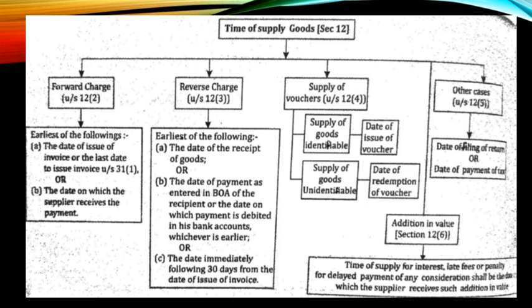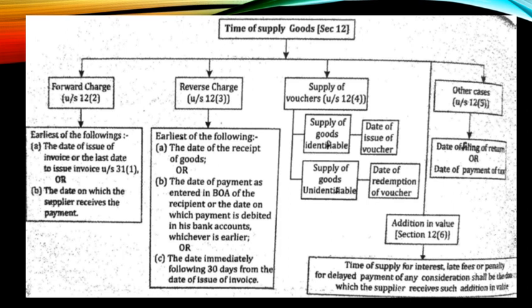So you need to keep in mind, where the time of supply cannot be ascertained as above, the date of entry in the books of accounts of the recipient shall be the time of supply of goods. So as we discussed under reverse charge, how will the receiver decide the date or time of supply? You will consider whichever is earliest under these circumstances.